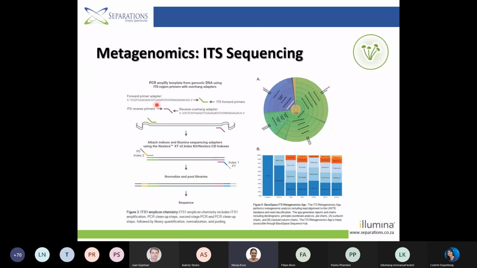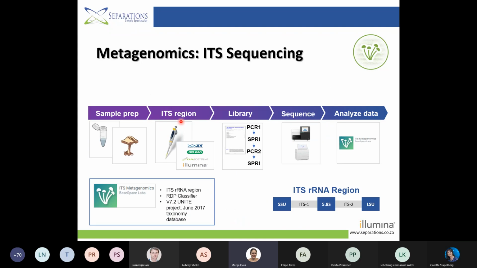So when you are PCRing the specific target, the region that you're interested in, you would have a first PCR where you would amplify the specific region, and you would incorporate those tags into your amplicon, and in the subsequent second PCR, you would then have the adapters binding to that overhang on your amplicon, and you would have your library, right?